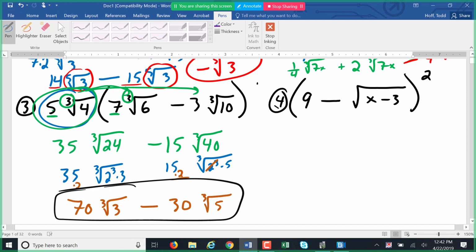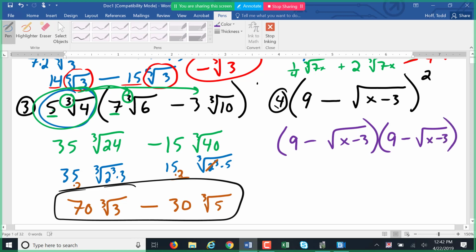Any questions on that one? Number 4. 9 minus the square root of x minus 3 squared is 9 minus the square root of x minus 3 times 9 minus the square root of x minus 3.